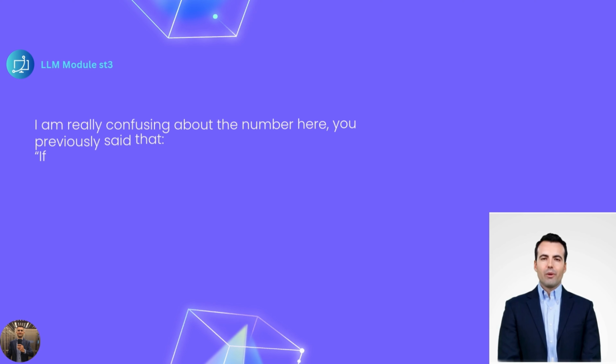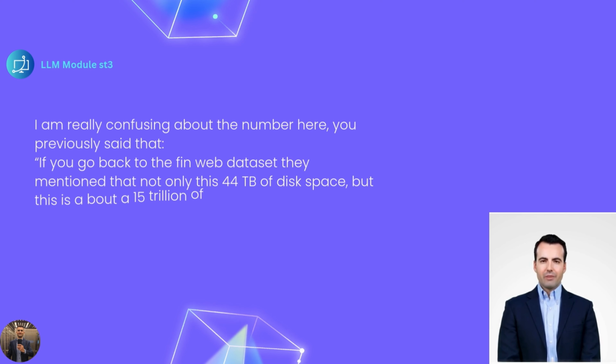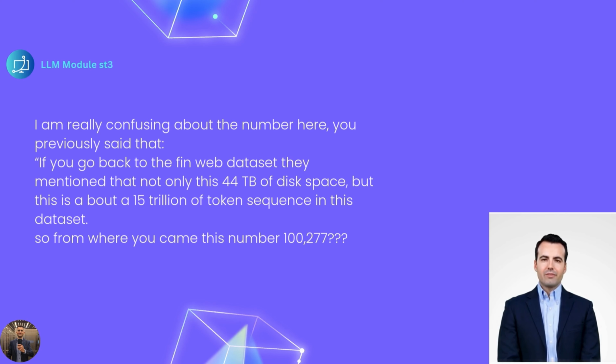Your example is wonderful, Eva. But wait a minute. I am really confused about the number here. You previously said that if you go back to the FineWeb dataset, they mentioned not only this 44 terabytes of disk space, but that this is about 15 trillion tokens in this dataset. So, where did this number 100,277 come from? Sorry, but I really forget what you said in the previous episode.